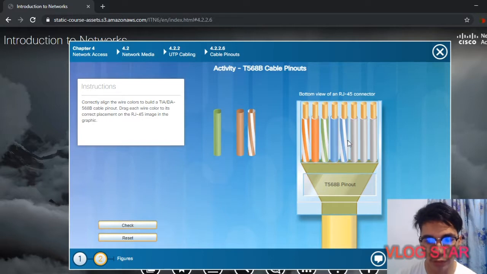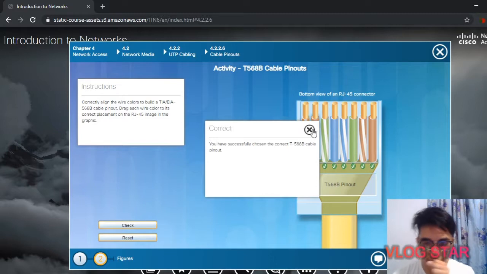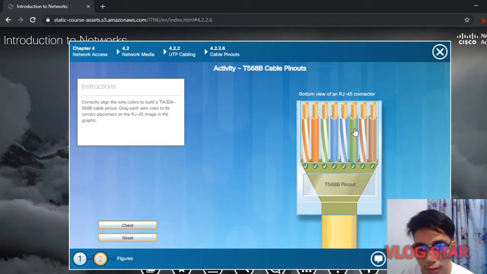Stripe, solid, stripe, then solid, then stripe, then solid. Then let's check. As I said earlier, the only constant colors that can't be moved are the blues and the brown. The only ones that somewhat exchange are the green and the orange one. That's all. Then let's move to another.